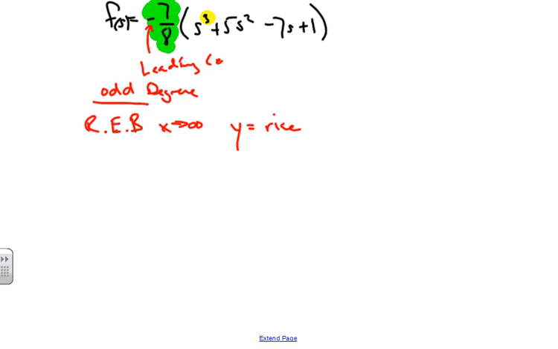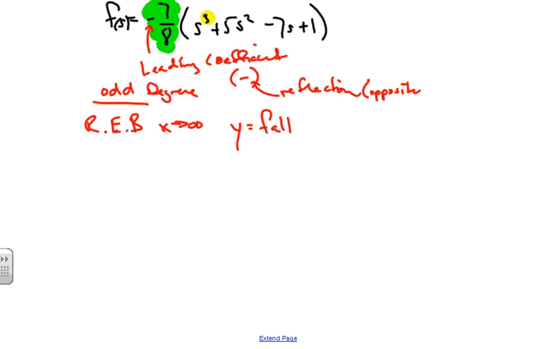Now, since we have a leading coefficient which is negative, that negative means a reflection. So instead of having it rise when x goes to infinity, this reflection is actually going to make it fall. It's going to go in the opposite direction. Everything is opposite. So that means it's going to fall, approaching negative infinity.